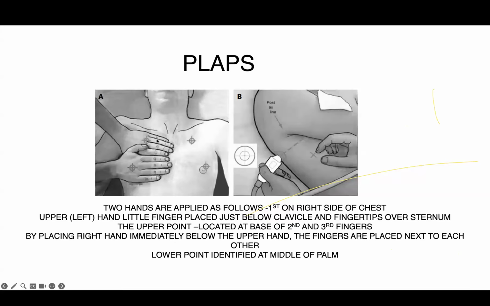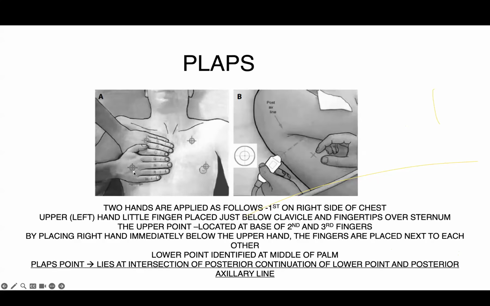All right. So the two hands are applied as follows. The first is on the right side of the chest. The upper, that is the left hand, the little finger is placed just below the clavicle and the fingertips are all placed over the sternum. The upper point is located at the base of the second and third fingers. By placing the right hand immediately below the upper hand, the fingers are placed next to each other and the lower point is located at the mid palm. All right.